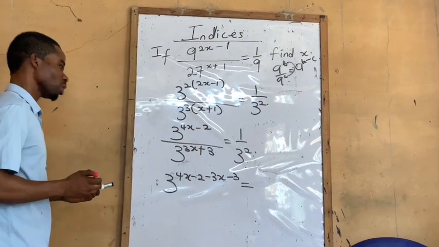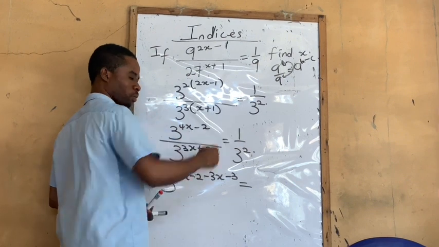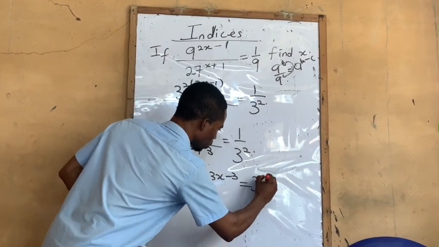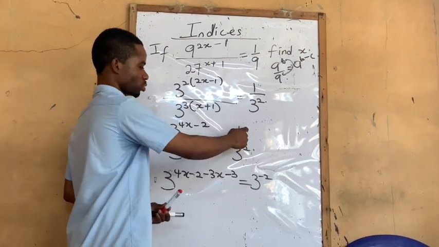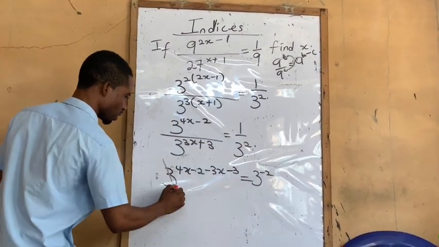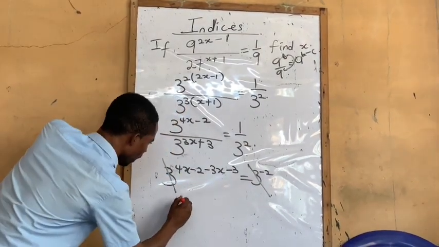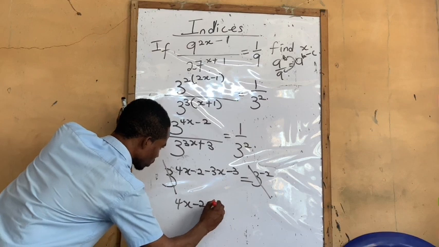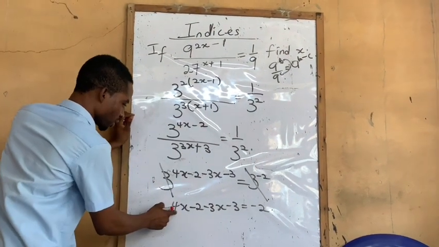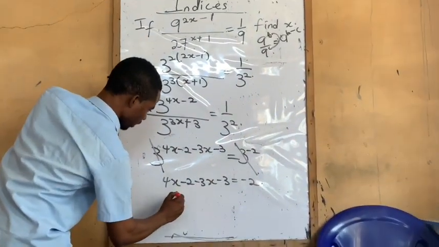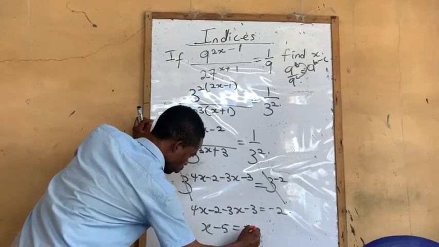Equals to. Now, for this one to be balanced with this one, you have to bring this one also up. That will be 3 raised to power minus 2, but by the time it comes up, it becomes minus. So the base can cancel base. Now we have power here: 4x minus 2 minus 3x minus 3 equals minus 2. So 4x minus 3x, that is x, minus 2 minus 3, minus 5, equals minus 2.